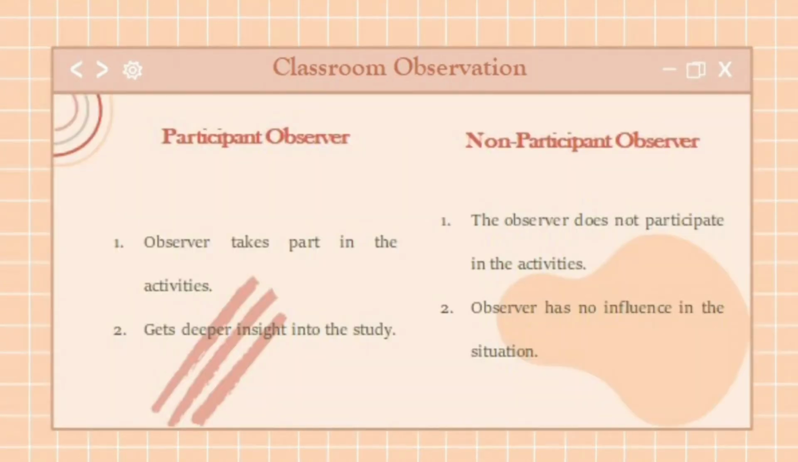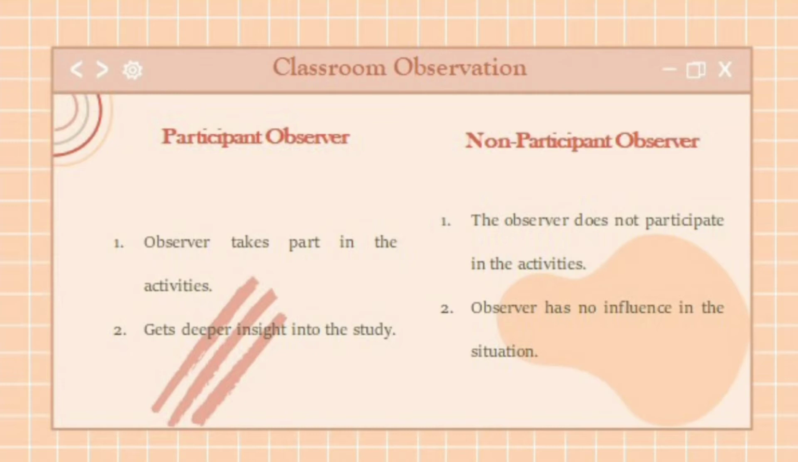For the first one, participant observer, how do they collect the data? The observer takes part in the activities during the study while observing. It means the observer participates and takes notes of the situations. The aim of this is to get a deeper insight of the study. For example, the researcher or observer can play a role as a teacher or student in a classroom setting. The observer will engage with the participants.